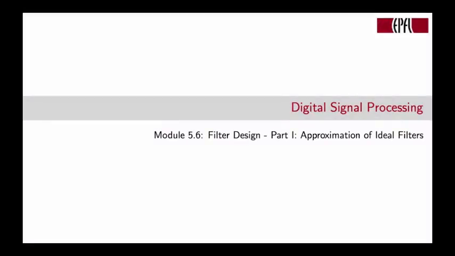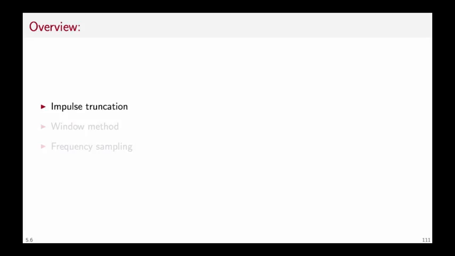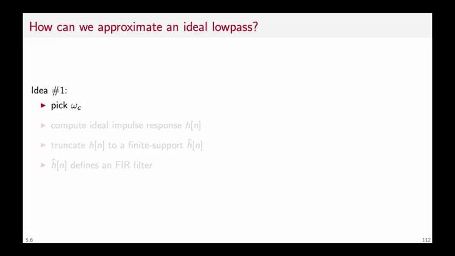We will try to replicate the features of either the impulse response or the frequency response of ideal filters. But we will soon see that this strategy is rather limited, and we will have to get more creative in later modules. Welcome to Module 5.6 of Digital Signal Processing. This is the first part of a three-part series on filter design, and today we will talk about the approximation of ideal filters. We will see three fundamental methods to approximate the impulse response of an ideal filter: impulse truncation, the window method, and frequency sampling.